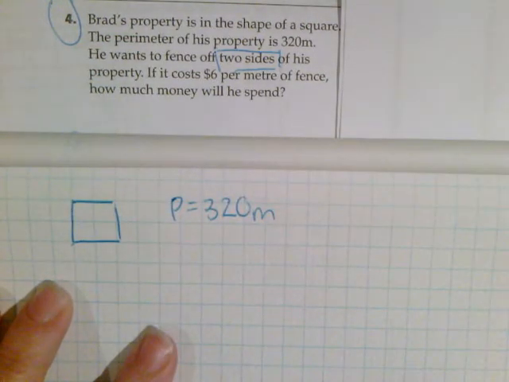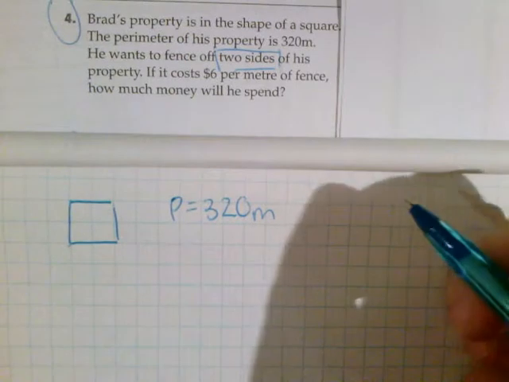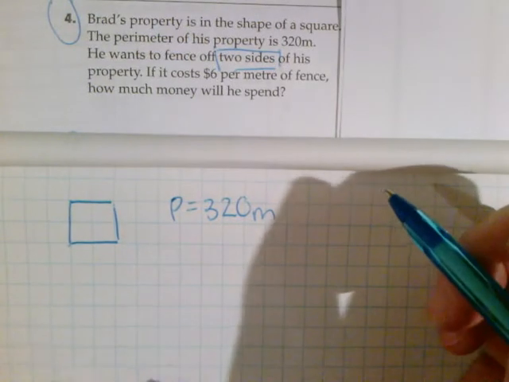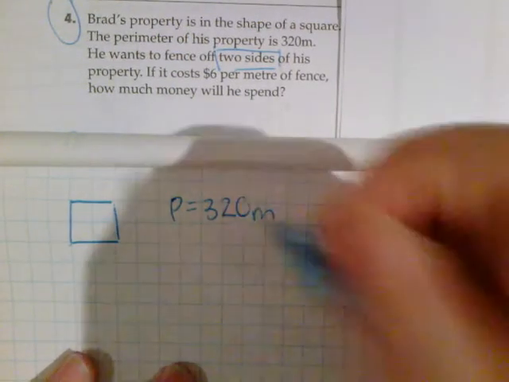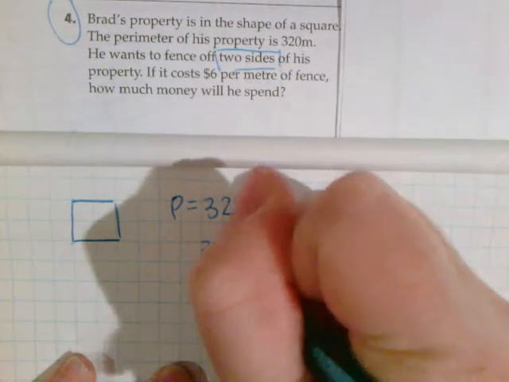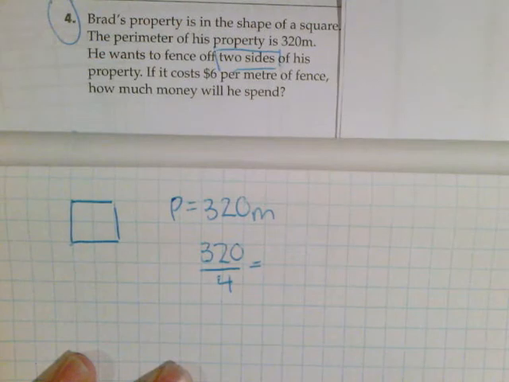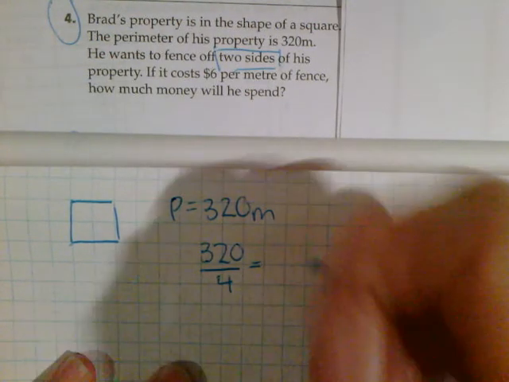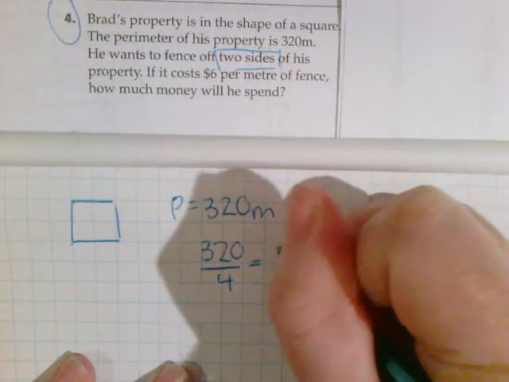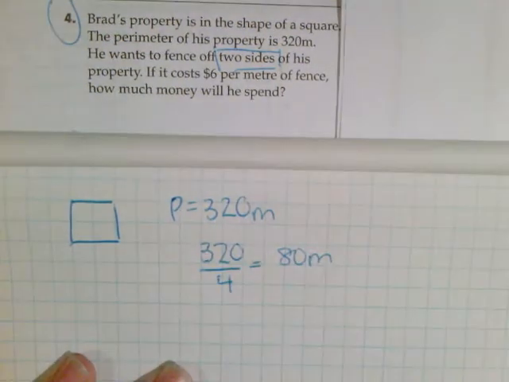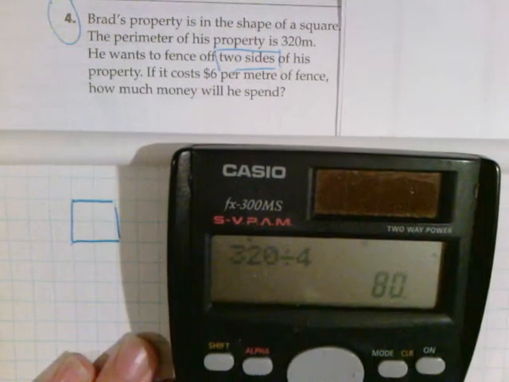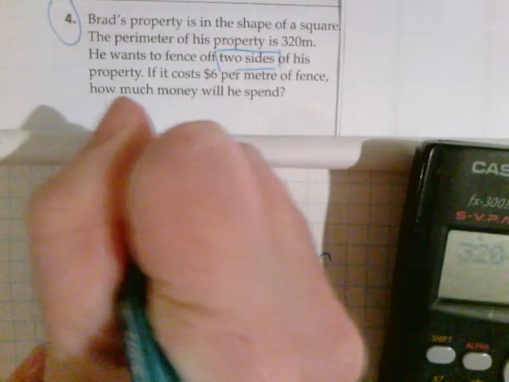So if you want to figure out from this what each side of the square is, since the square has four sides and they're all going to be the same, you're just going to do 320 divided by 4, and that will tell you one side length. Okay, it's going to be 80 meters. I was trying to do that on my calculator for you, and then I realized that you can't see it. So if you divide it, it's going to be 80 meters. So that means each of the sides are going to be 80.